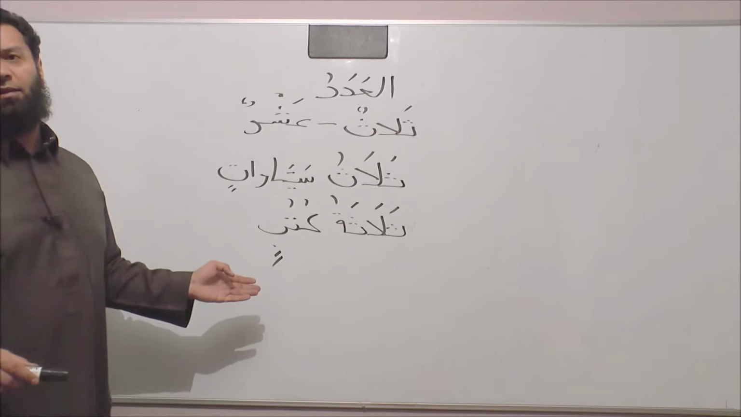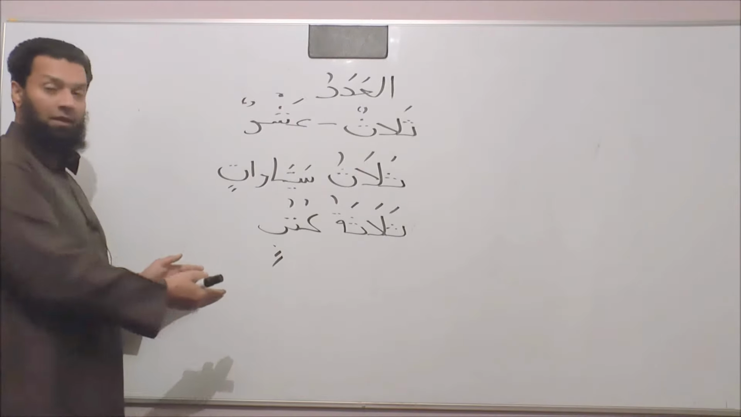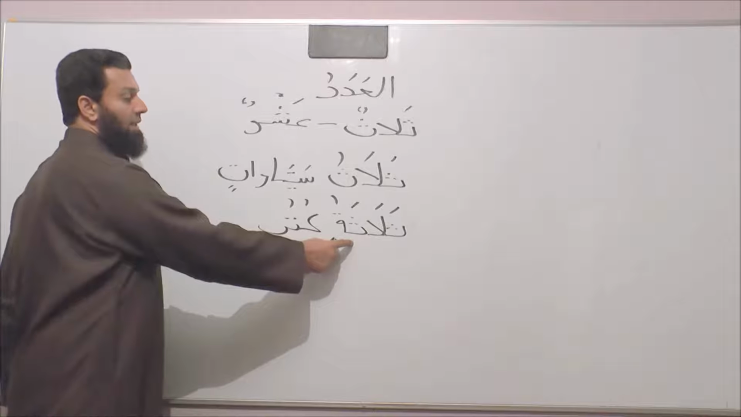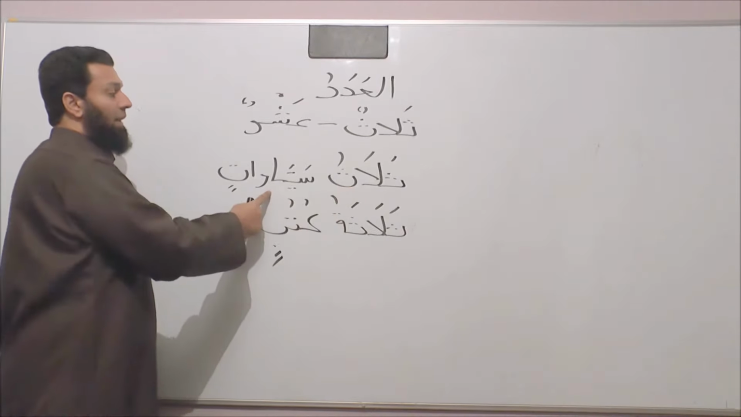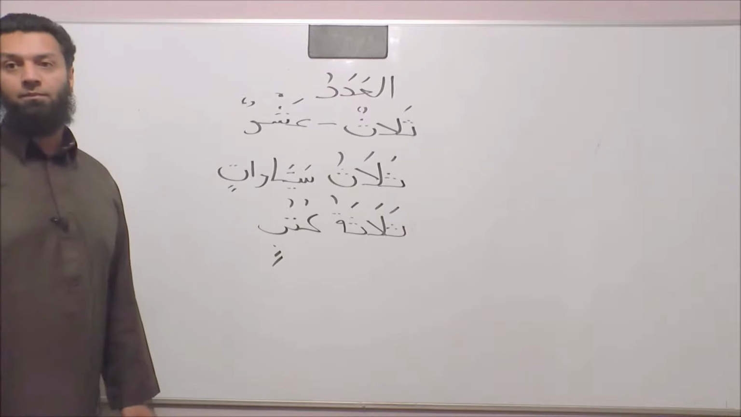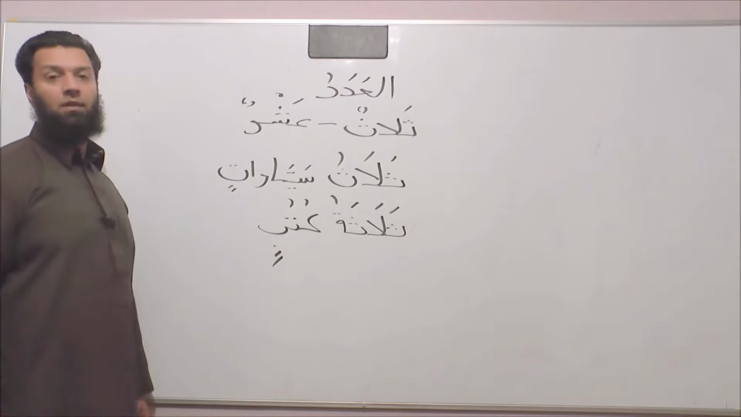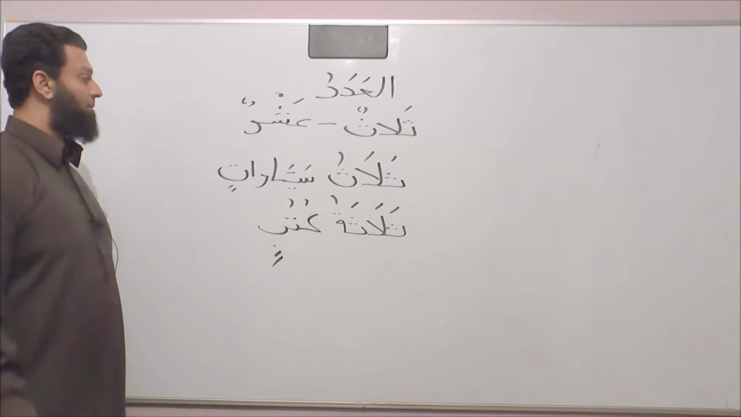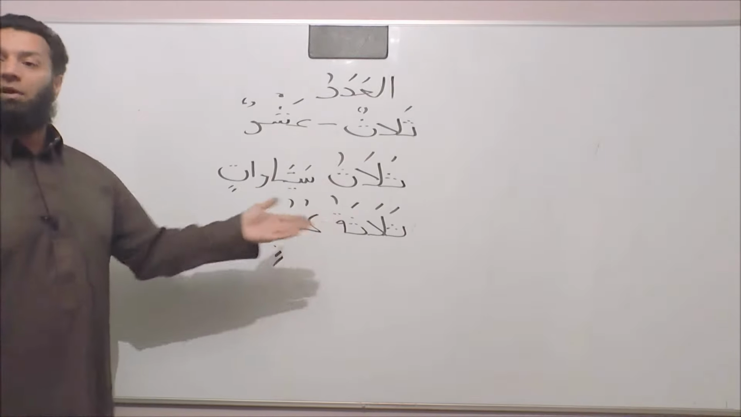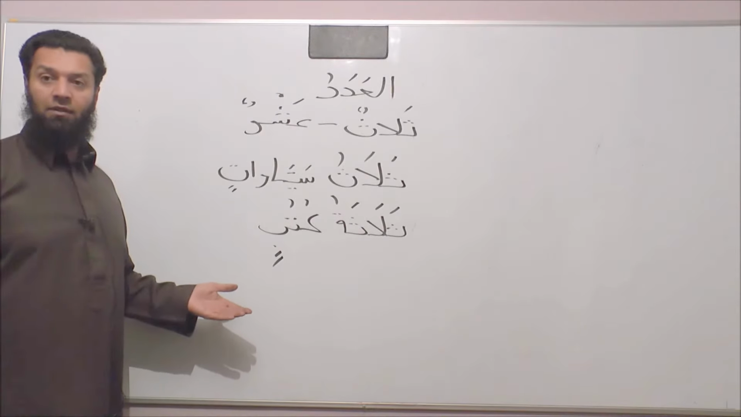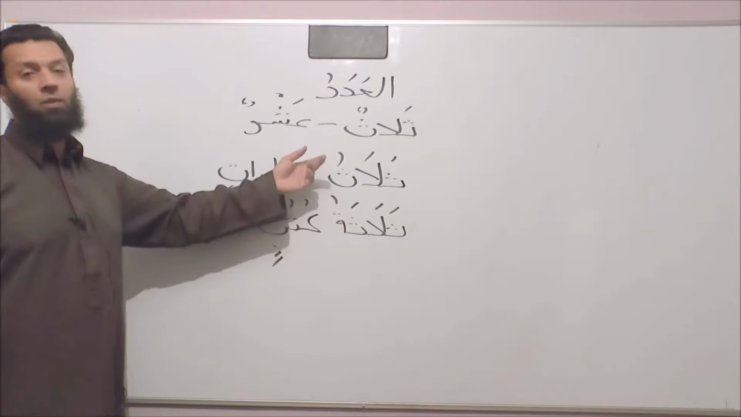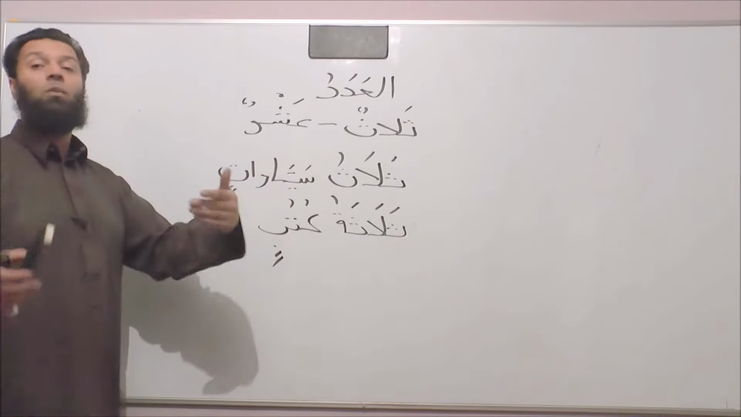Right, Arjan? So now thalathatu kutubin is exactly like thalathu sayaratin, except that this is male 3 and that's a female plural. This is female 3 and that's a male plural. Right? So what state is thalathu and thalathatu in? Marfu'un. علامة رفعه الضمة. علامة رفعه الضمة الظاهرة على آخره. The dhamma which is upon the end.